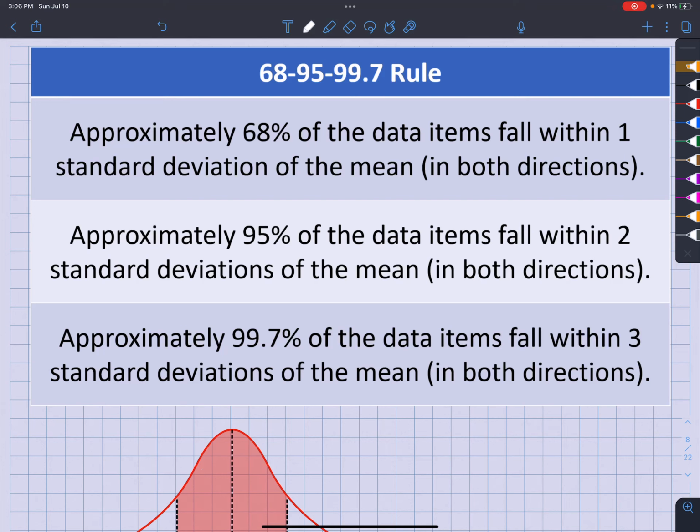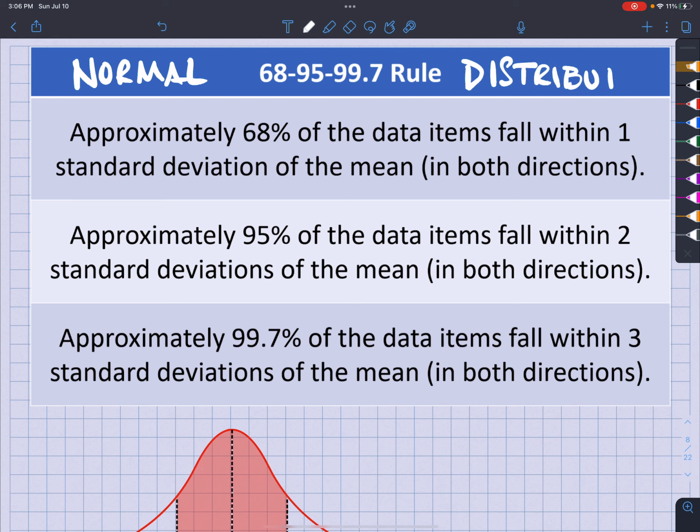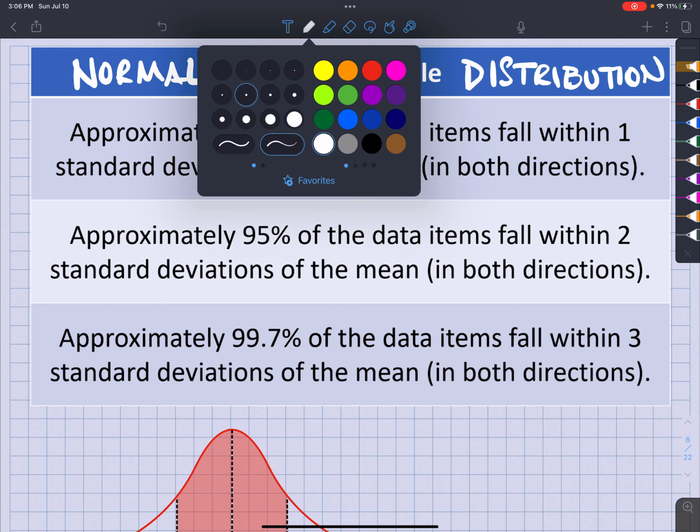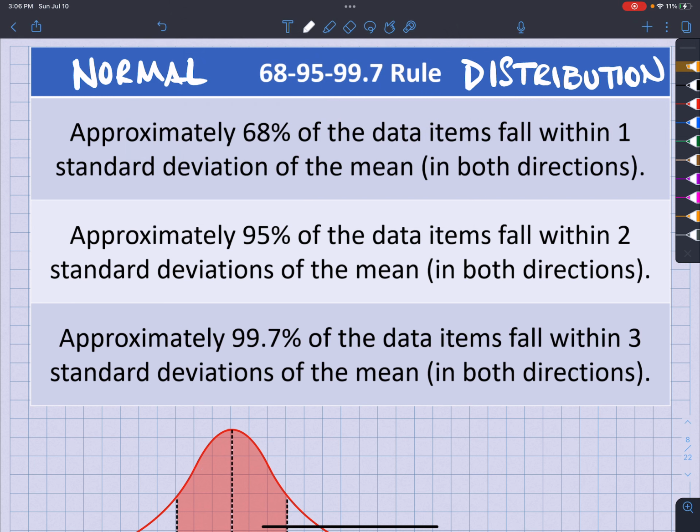So today we are going to be talking about normal distribution. Okay, so in normal distribution is where you're going to see a 68, 95, 99.7 rule. So it says approximately 68% of the data items fall within one standard deviation of the mean in both directions.